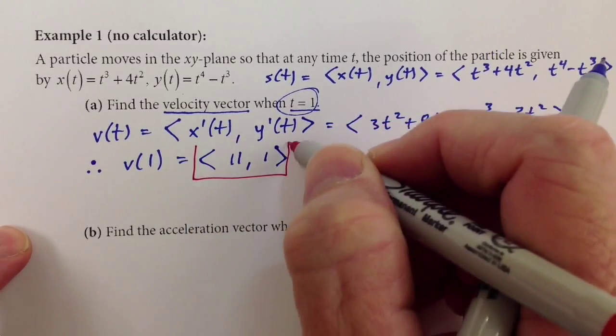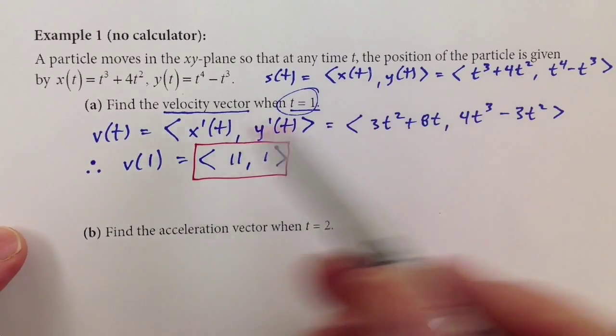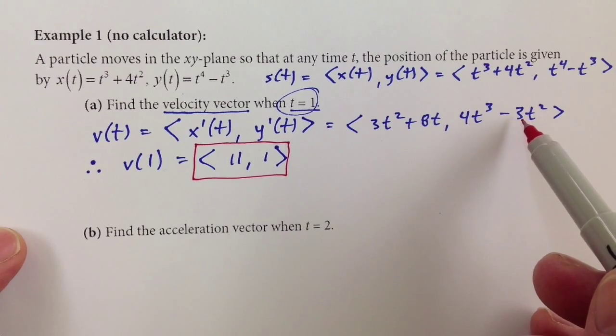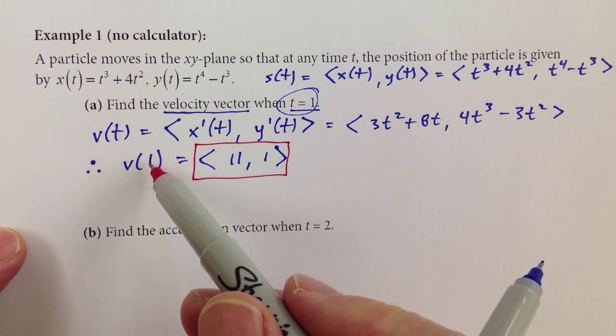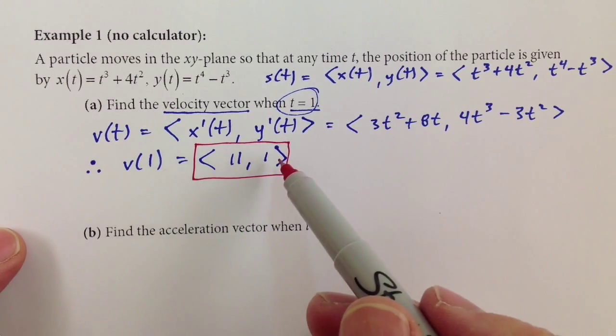So I know there's a lot of talking here. To summarize, we have our position vector. Our velocity vector is the derivative of each component of the position. And then when we replace t with 1, we have our velocity vector at time 1.